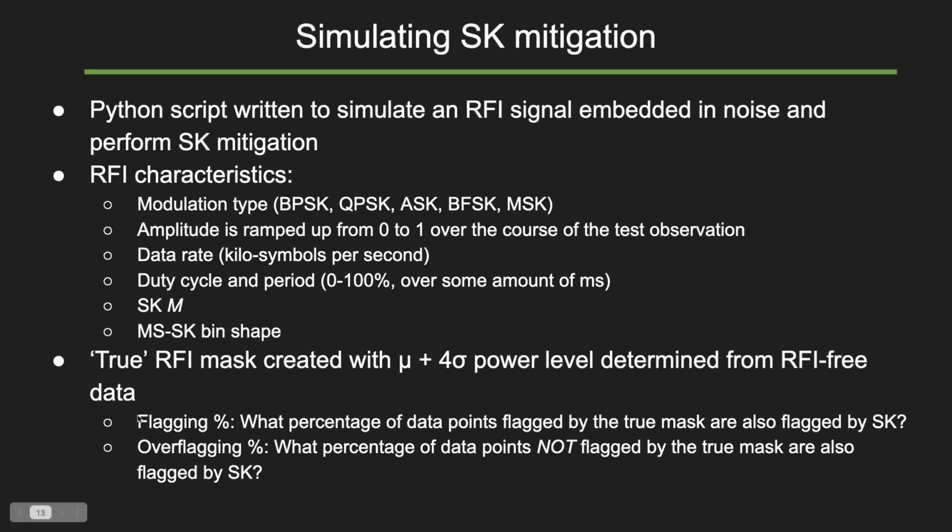So two of the numbers I'm looking at after this are what percentage of data points flagged by the true mask are also flagged by kurtosis. And then the overflagging percentage, which is what percentage of data points that are not flagged by the true mask are also flagged by kurtosis. So say that 10 times fast.